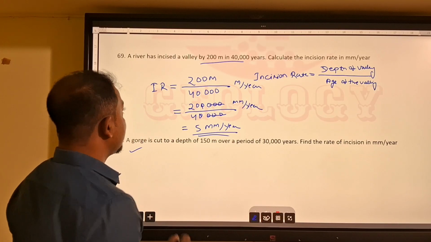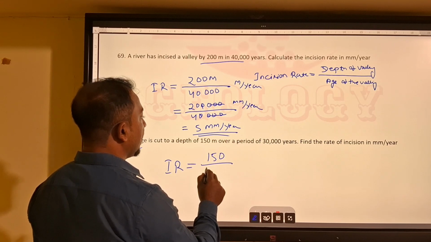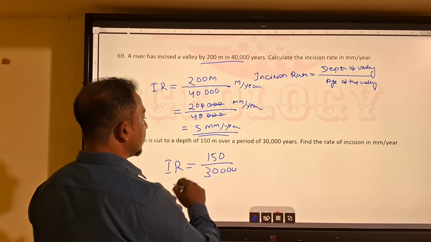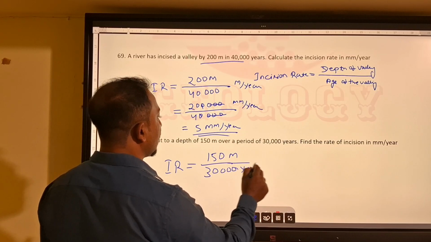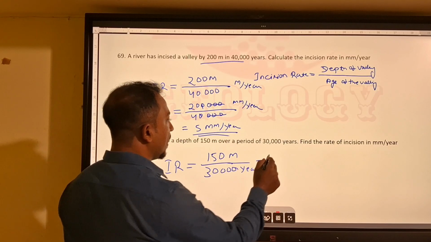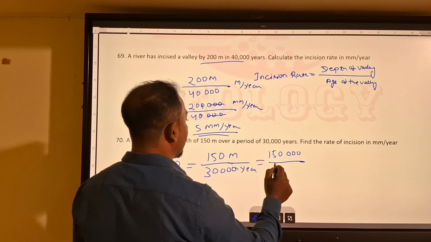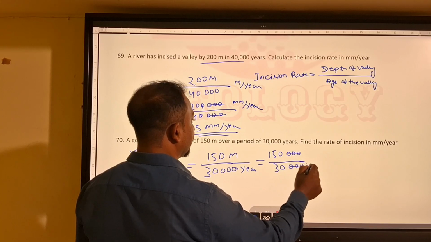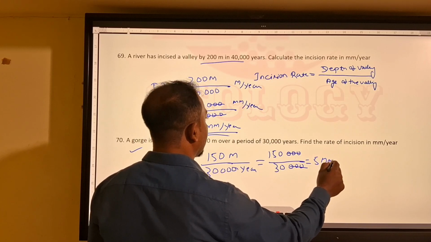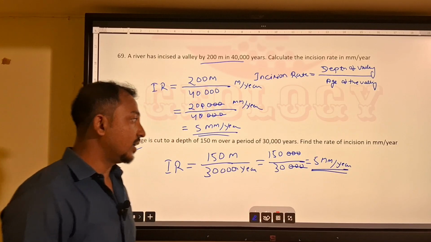Next, also a similar type of question. So incision rate will be 150 divided by 30,000. This is in meter, this is in years. So I have to calculate in mm per year. So it will be 150 into 10 to the power 3 divided by 30,000. It will also be 5 mm per year.